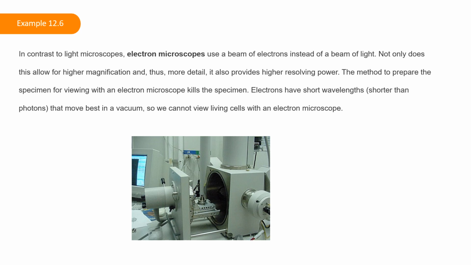In a scanning electron microscope, a beam of electrons moves back and forth across a cell's surface, creating details of cell surface characteristics. In a transmission electron microscope, the electron beam penetrates the cell and provides details of a cell's internal structures. As you might imagine, electron microscopes are significantly bulkier and more expensive than light microscopes.